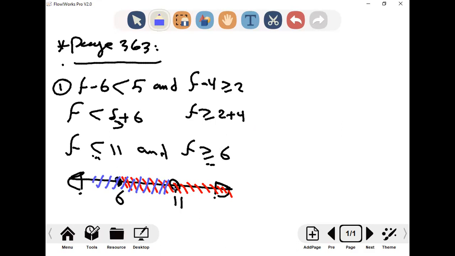How do we write the solution? Look, the red one is only for f more than or equal to 6. The blue one is only for f less than 11. But I want both of them. We say the solution is x more than or equal to 6 and less than 11. Any value between 6 and 11 is a solution for both of the inequalities, not for only one of them.